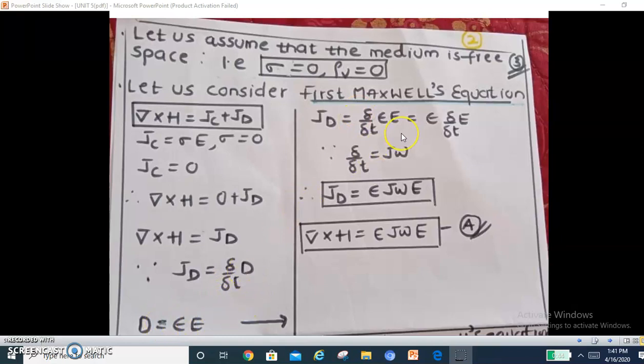Now the constant is taken outside and the remaining terms are applied to the electric field. Now we can observe three terms: one is epsilon, one is dou by dou t, which is nothing but j omega as we have discussed previously, and the remaining E. So now this term can be written in this fashion. Once you obtain Jd, the same thing can be substituted over here, then we can say that del cross H is equal to Jd, that is nothing but this one. So we got the first Maxwell equation and we got some conclusion.